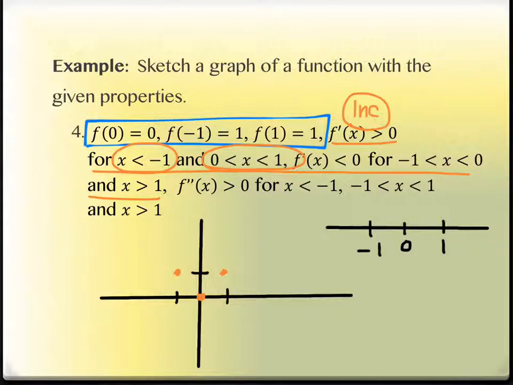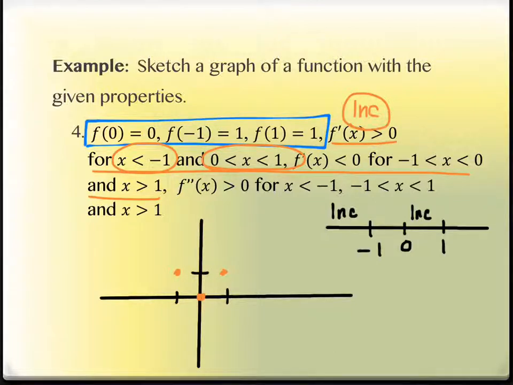This one says that it's supposed to be increasing when we're less than negative 1. So it's increasing here. And it's increasing between 0 and 1, so it's increasing here. Organizing the information in some way that makes sense to you is going to really help in drawing the graph.